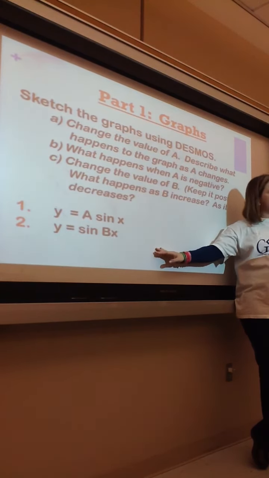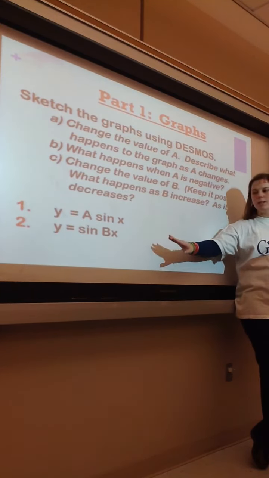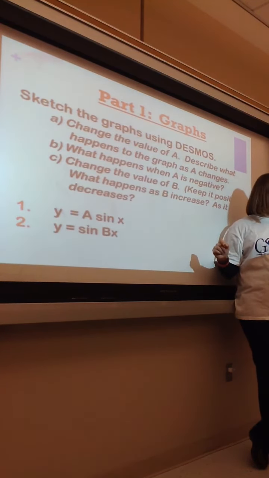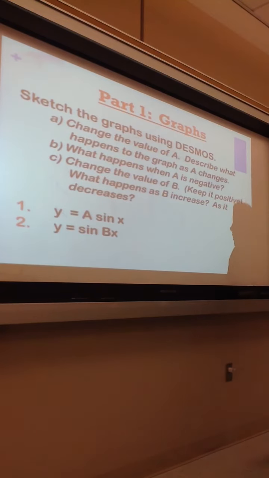And then you're going to do similarly with the b, only keeping positive values for b. Okay, no negatives in there. Okay, go ahead. About 2 or 3 minutes. Write down what you see, what happens when you change the a.